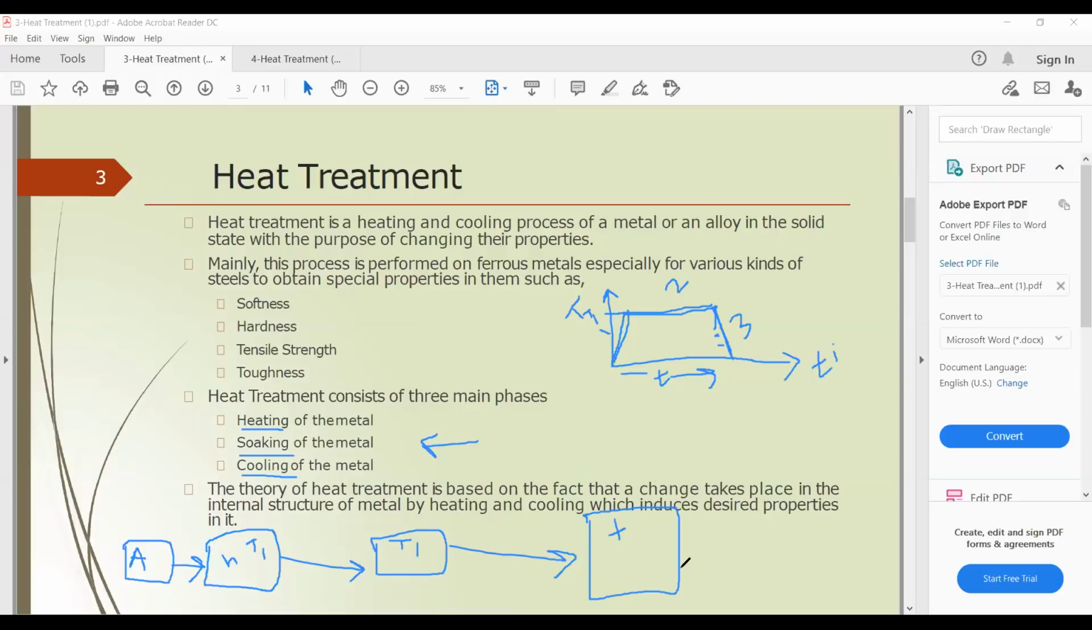But sometimes you need to fine tune the physical properties obtained during this heat treatment process. To fine tune these physical properties, you can do this process again: heating, soaking, cooling, right? Then this metal is loaded into the furnace again for the heating process. So the second stage will be started. So this is the heat treatment process, right?